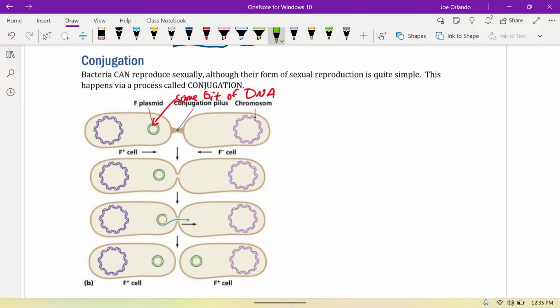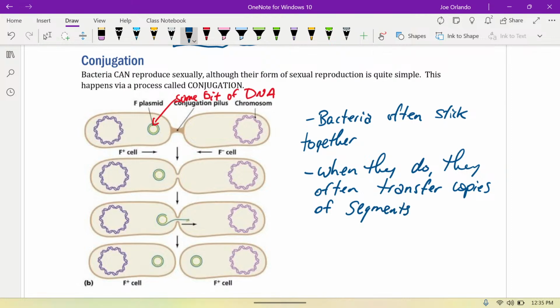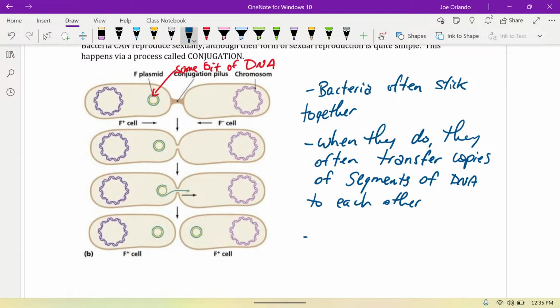Bacteria will naturally do this under certain conditions. Bacteria often stick together. What structures do they use to do so? When they do, they often transfer copies of segments of the DNA from one to the other. And this can lead to the transfer of traits.